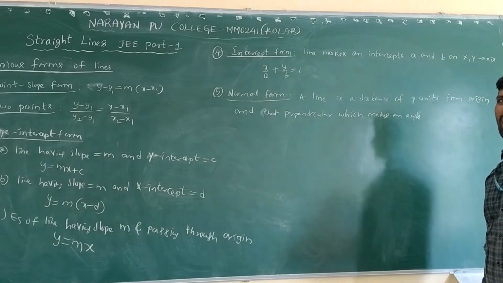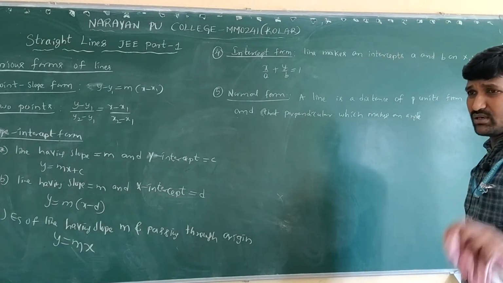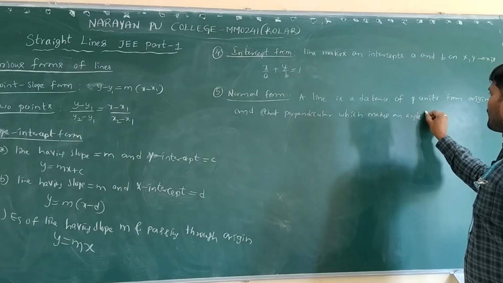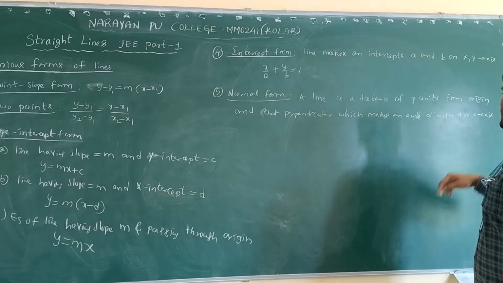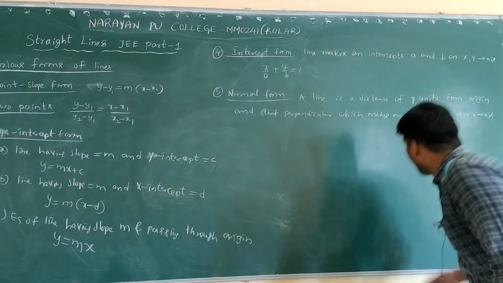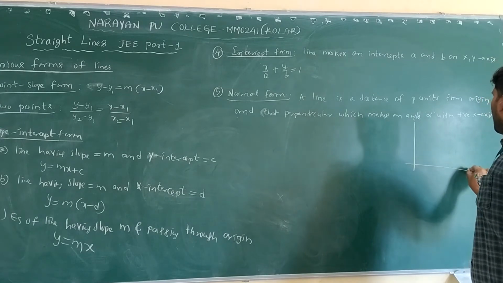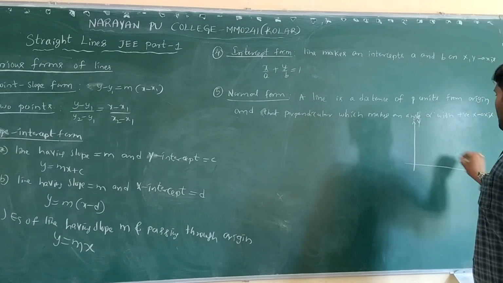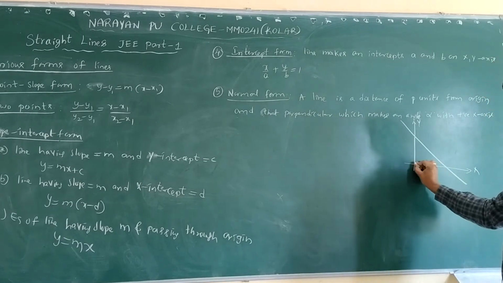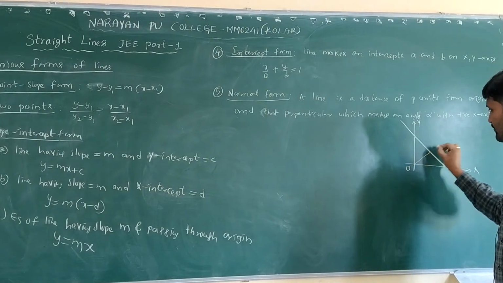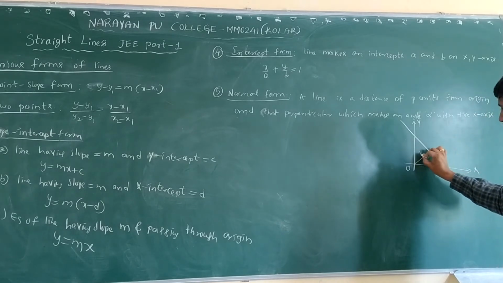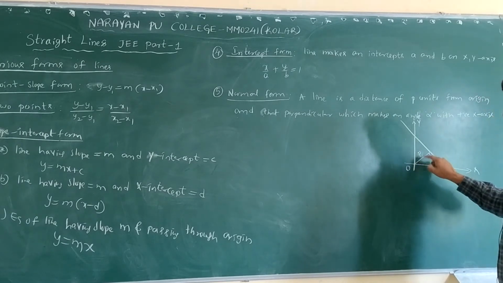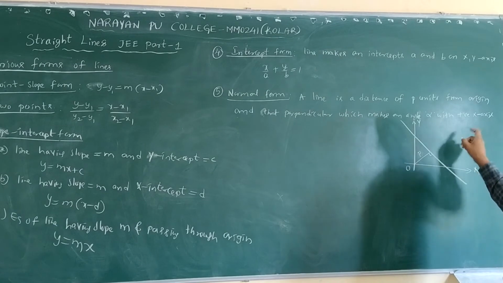Sometimes some of them give alpha, some of them take omega also. An angle alpha with the positive x-axis. Here is a simple diagram for the normal form. This is a straight line. It is at a distance of d units from the origin. This is clearly perpendicular to the line. This length is already taken as d units or p units only. P you take, if this perpendicular makes an angle alpha with the positive x-axis.